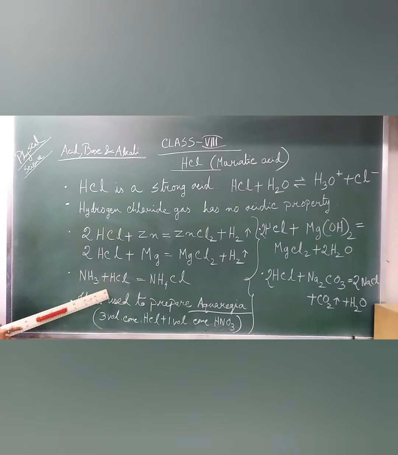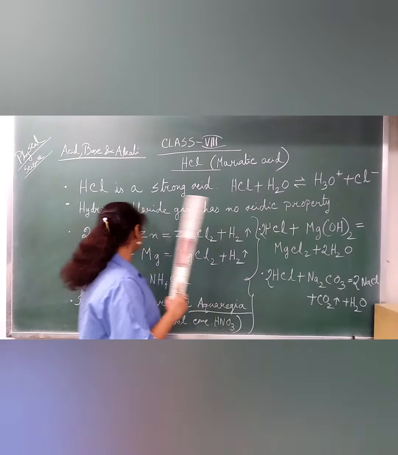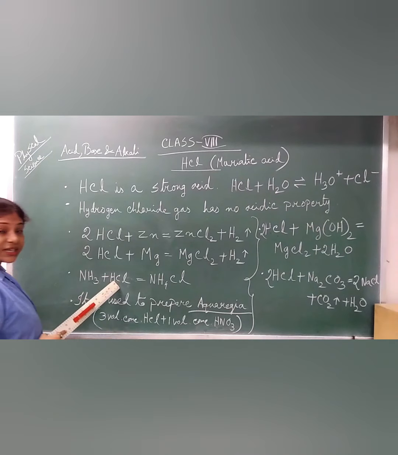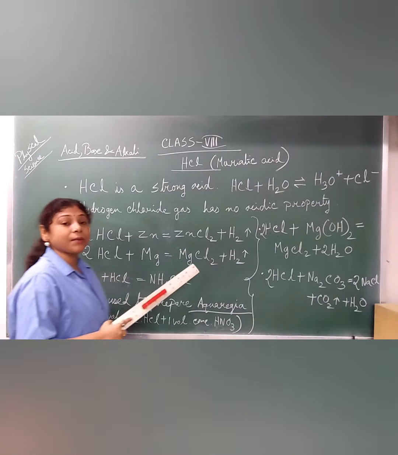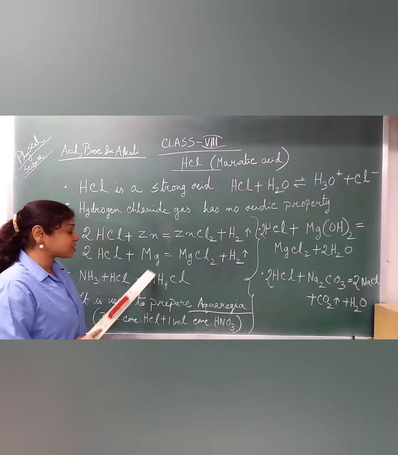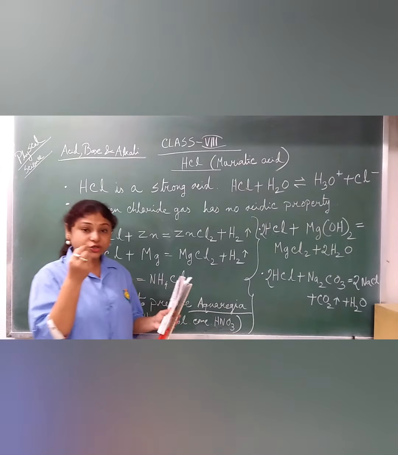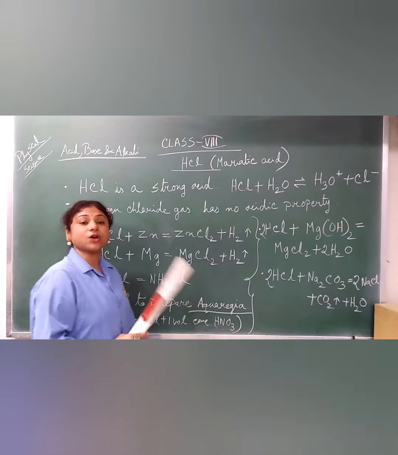Now, most important reaction. When HCl, that means hydrogen chloride gas. Remember this, here hydrochloric acid is reacting, here also, here also, here also. But here hydrogen chloride gas is reacting with ammonia gas to form ammonium chloride. It's a white solid that generally comes out as white fumes. Actually, it's very tiny particles, that is a white solid.